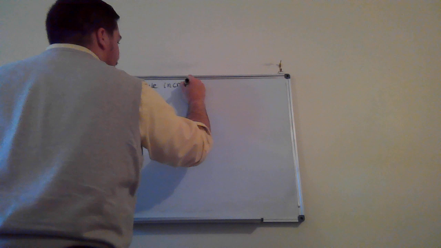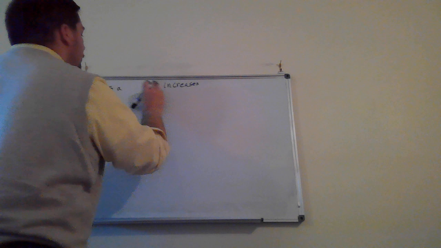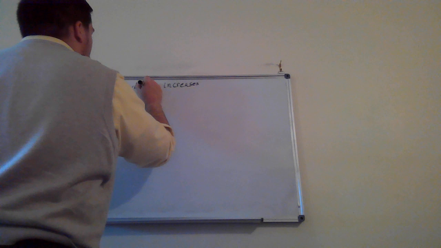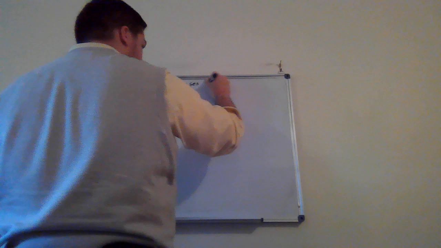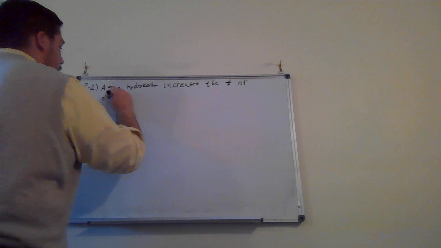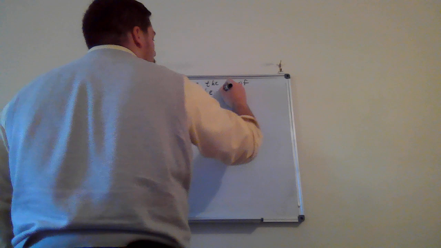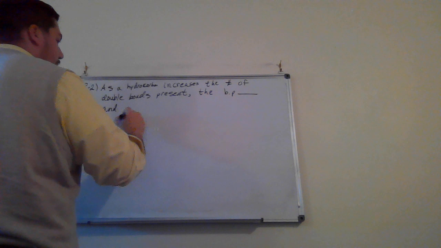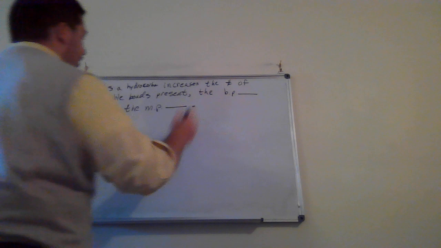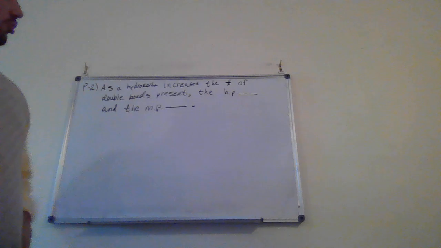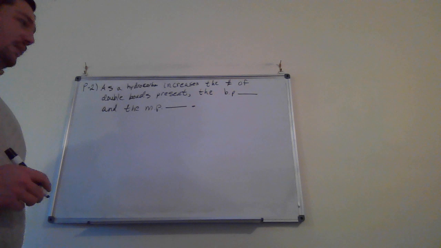P2. As a hydrocarbon increases the number of double bonds present, the boiling point will increase or decrease, and the melting point will increase or decrease. So again, take a second, stop and think: as a hydrocarbon increases the number of double bonds present, the boiling point will increase or decrease, and the melting point will increase or decrease. So pause the video here, take a second and think, and we'll come right back.